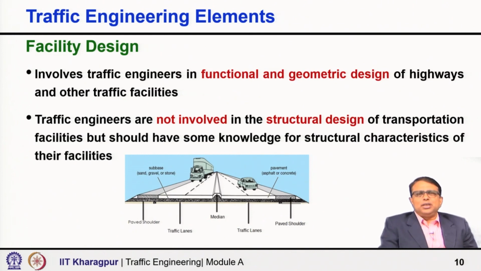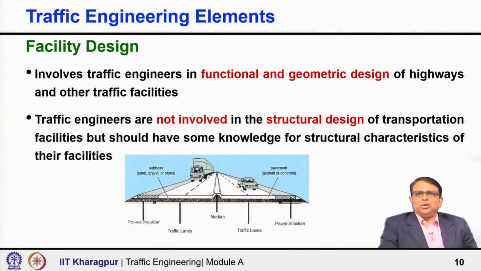The third element is facility design. Yes, you have to design the facility. So, road design is also included as a part of traffic engineering. It involves traffic engineers in the functional and geometric design of highways and other transportation facilities. So, very much the geometric design is part of the traffic engineering task. The traffic engineer knows the safety aspects and how the elements are influencing them, so accordingly would suggest a design which is safer.